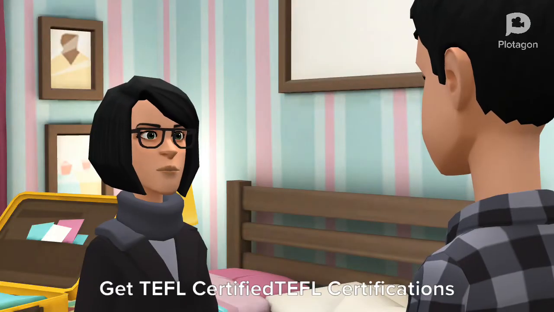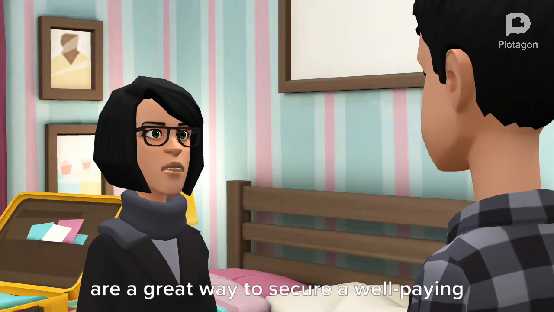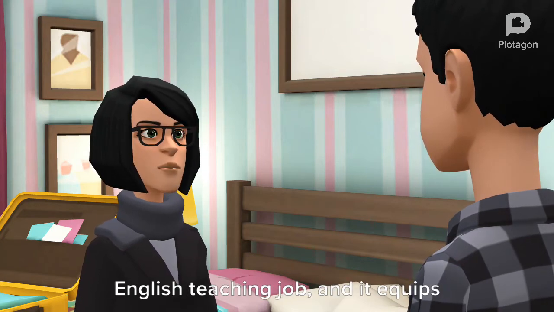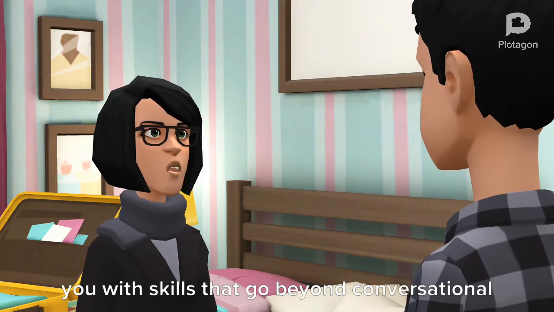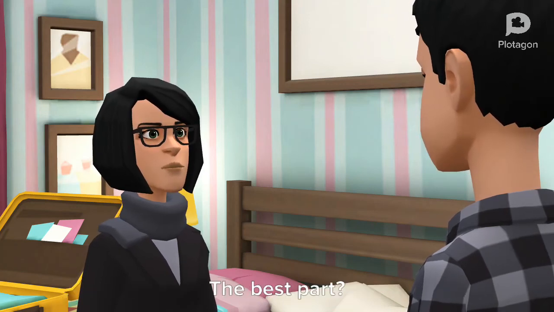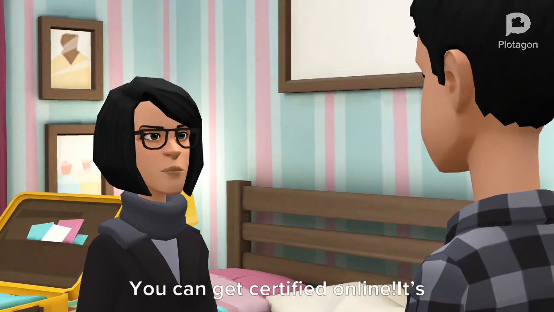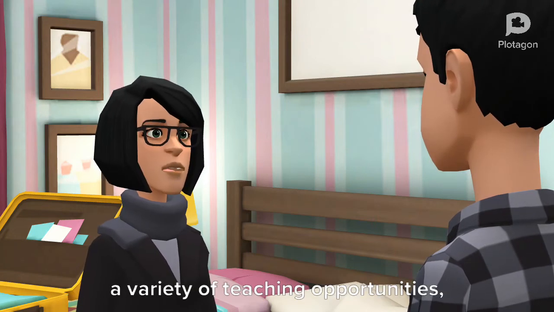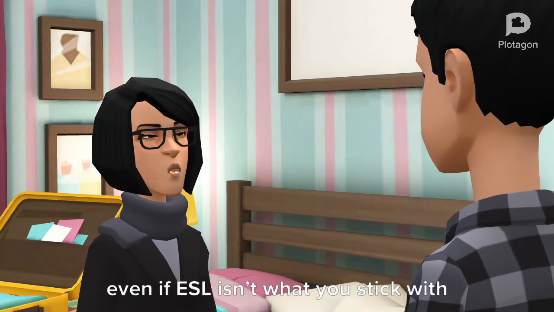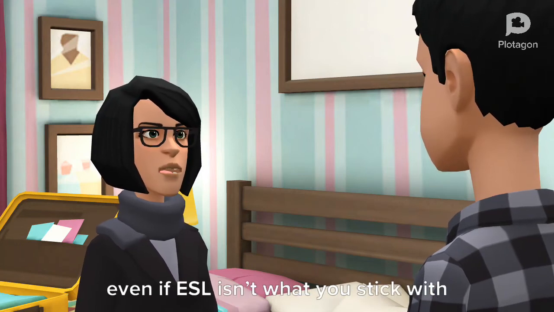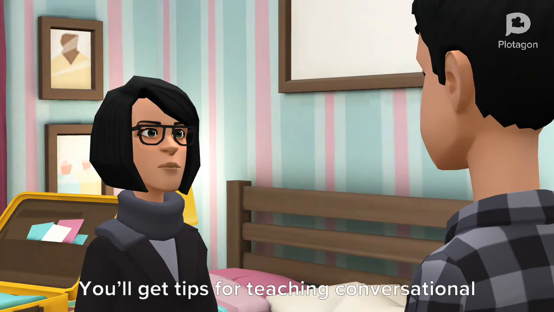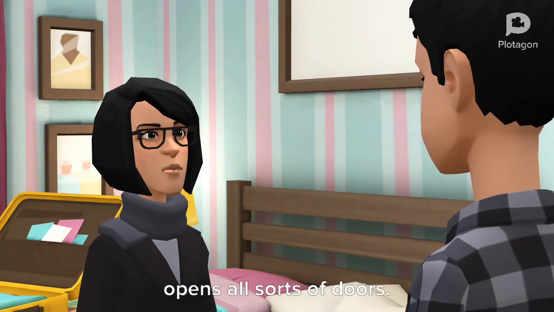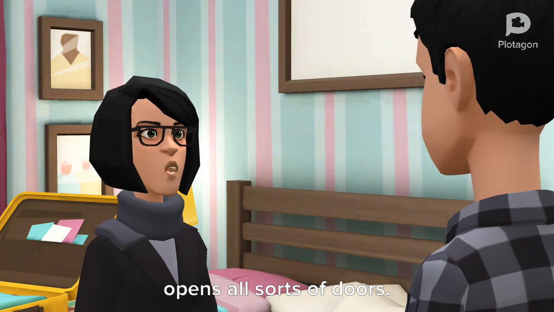8. Get a TEFL certificate. TEFL certifications are a great way to secure a well-paying English teaching job, and it equips you with skills that go beyond conversational English. The best part: you can get certified online. It's affordable, and translates well to a variety of teaching opportunities, even if ESL isn't what you stick with long term. You'll get tips for teaching conversational English online and in person, which opens all sorts of doors.